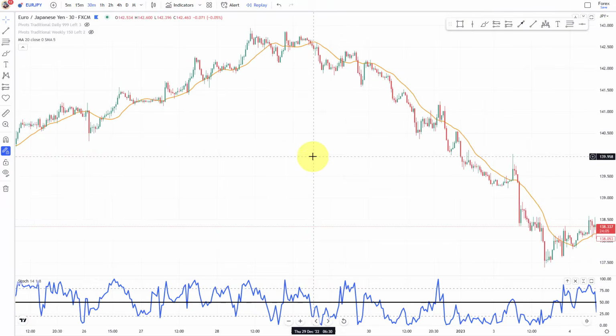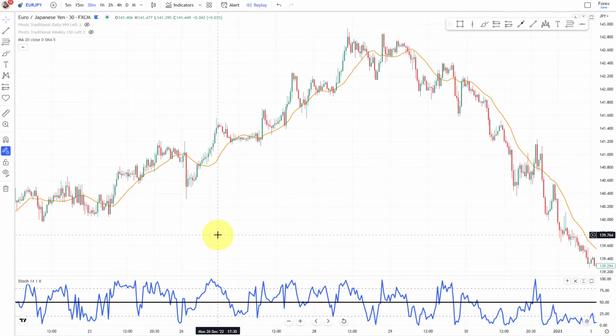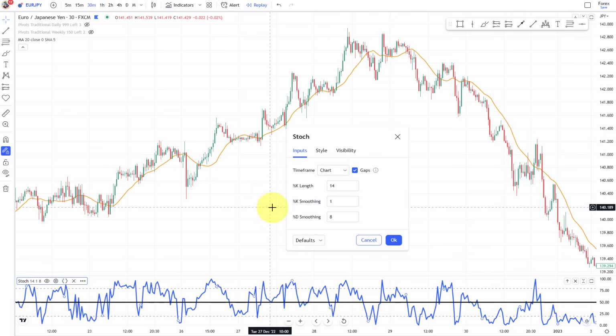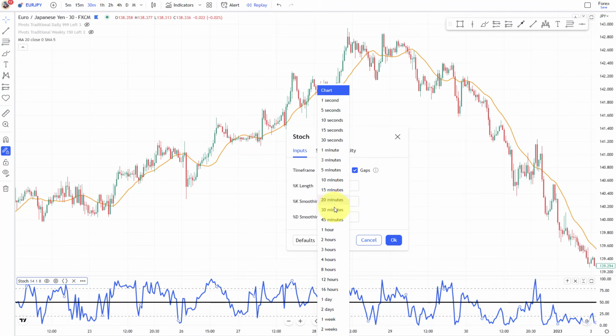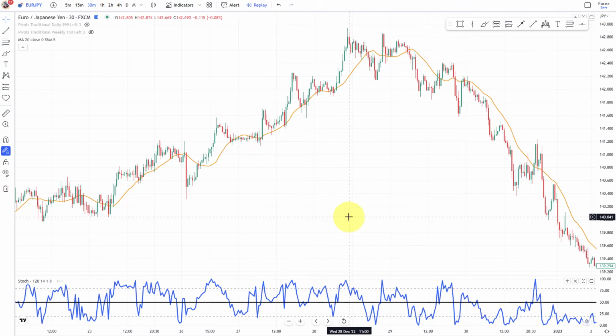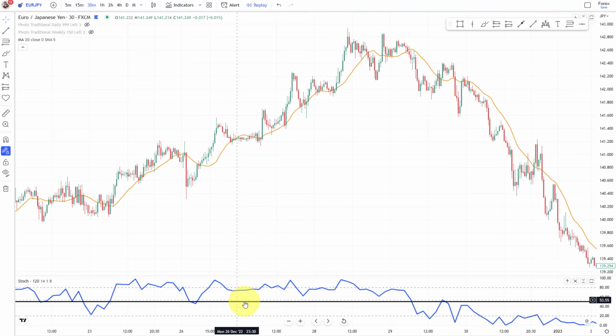How I really like to use the stochastic is as a higher time frame filter. So in TradingView, what we can do is actually open the settings, and then here under time frame, now we are on the 30-minute. What we could do is select a 2 hour, and then we get the stochastic from the higher time frame on this lower time frame price action chart.